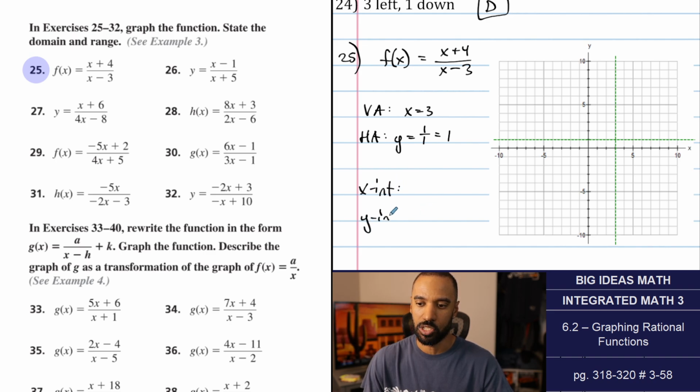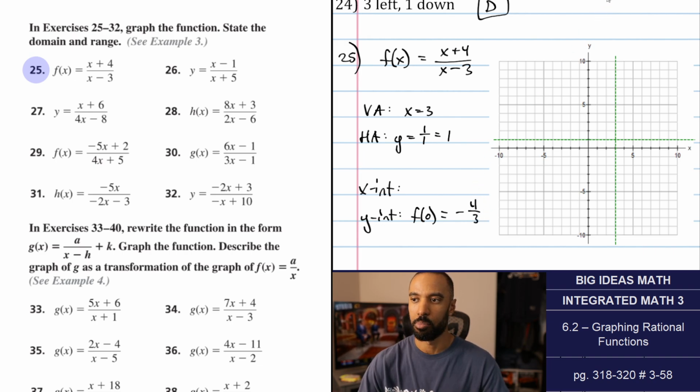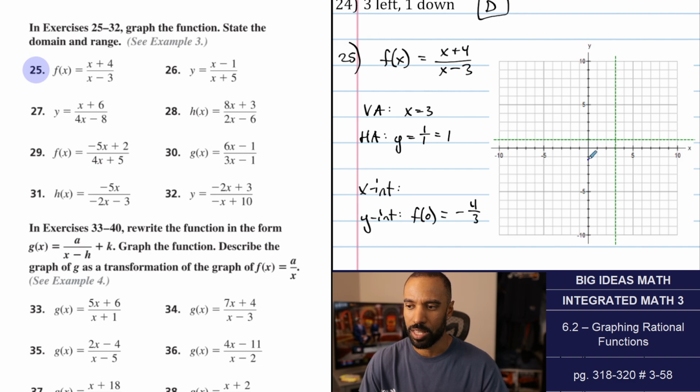The y-intercept's actually easier to do, especially in this form. You set x equal to 0. f of 0 equals, and you get 4 over negative 3, so negative 4/3. Not a pleasant point, but still a point nonetheless. Without doing a true calculation, I just wrote out the division. That's negative 1 1/3 right here.